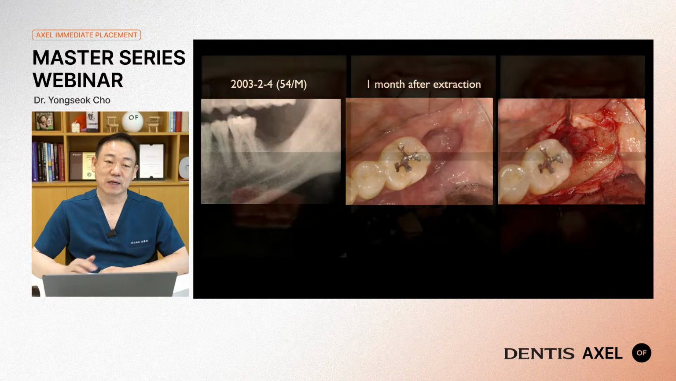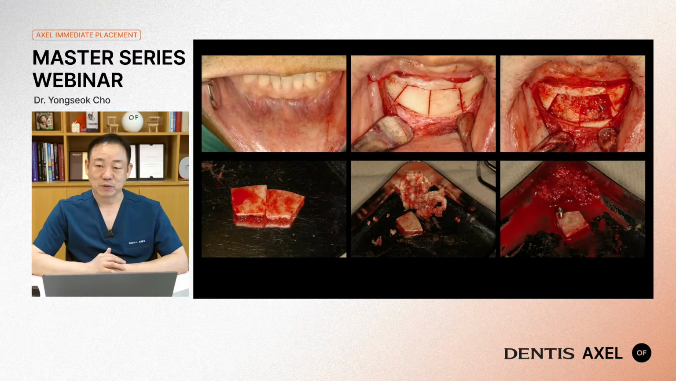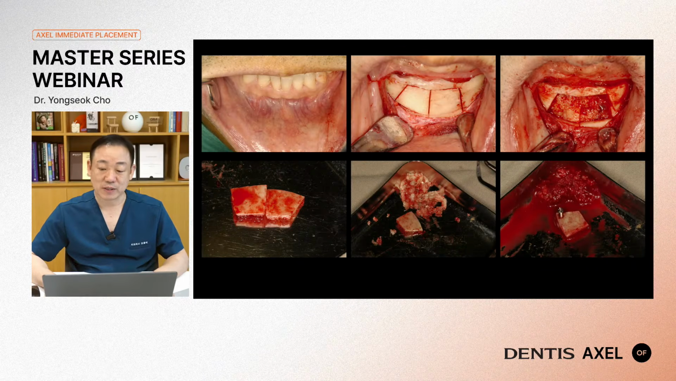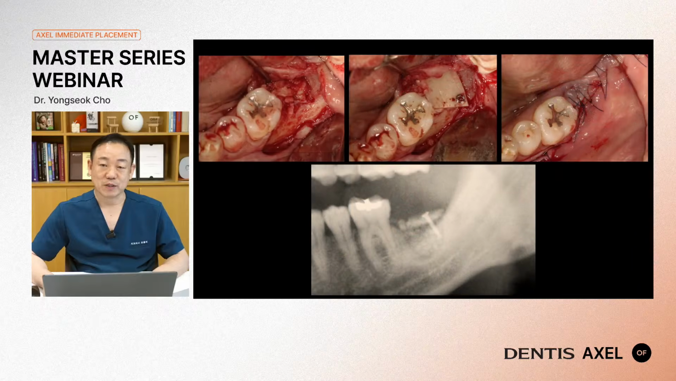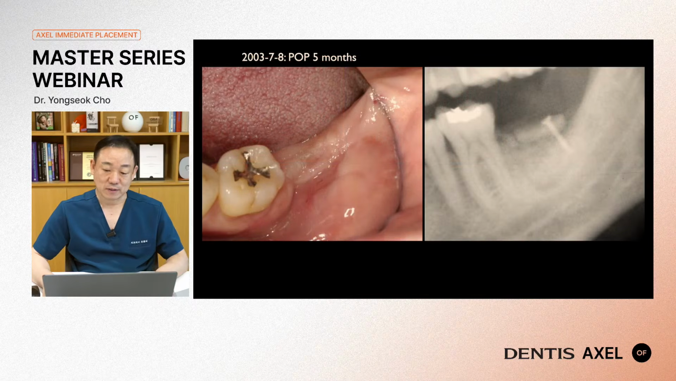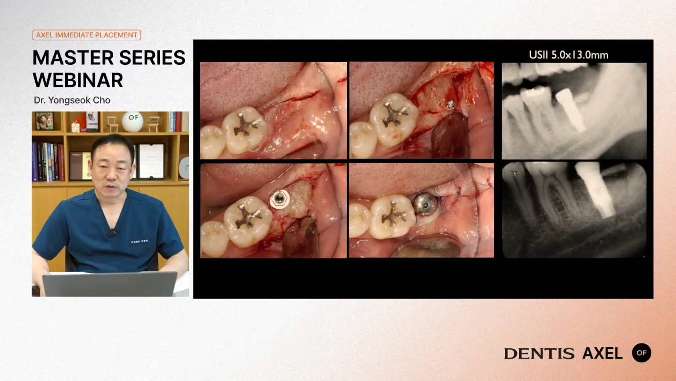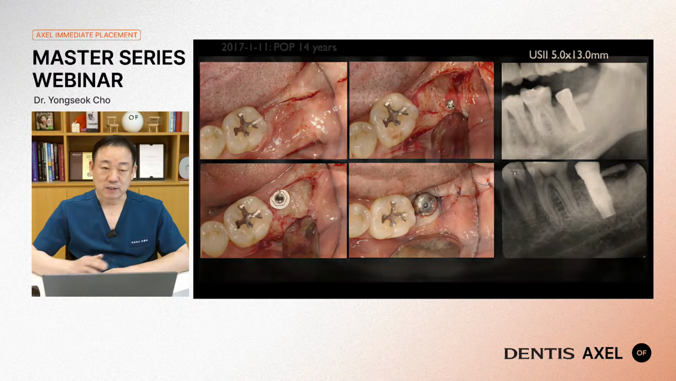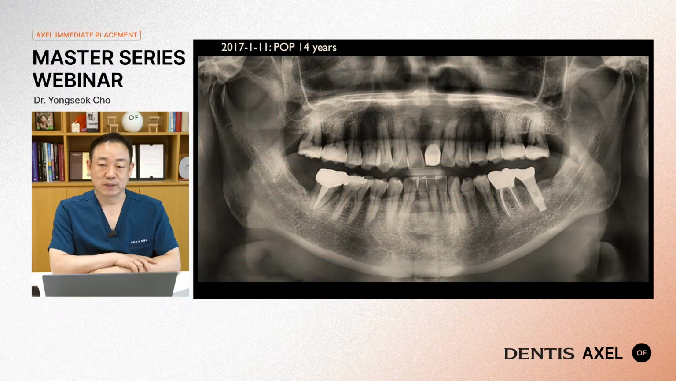At that time, I even harvested block bone from the mandibular symphysis area, and GBR was done. After healing, 5 months later, nice bone was formed, and I could place implant. At the time, we preferred long implants, big and long implants. This is 14 years after operation. The implant is successfully maintained in the mandible.